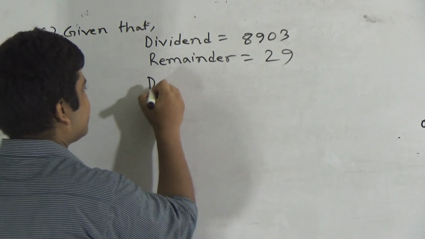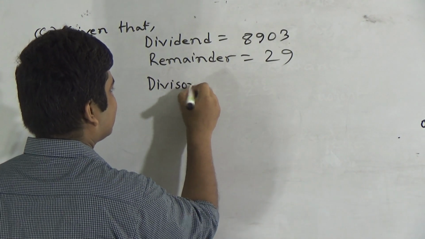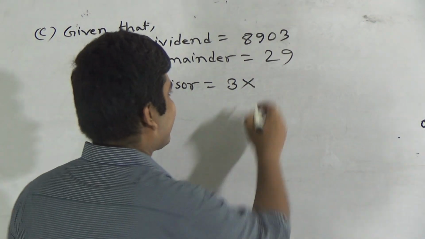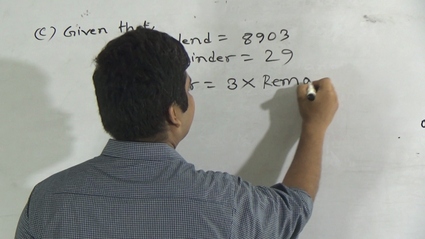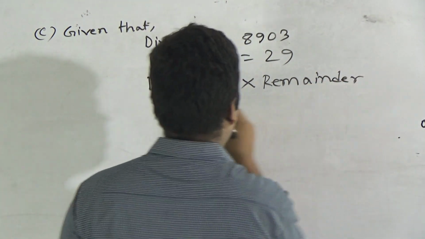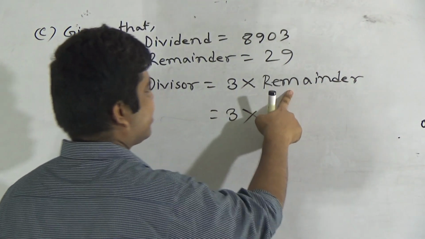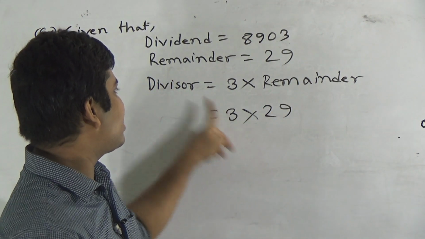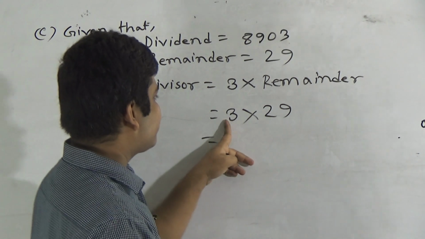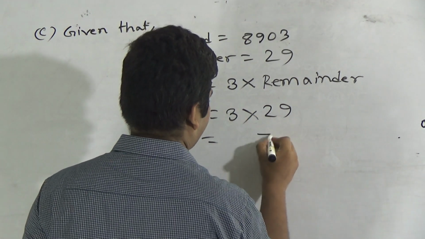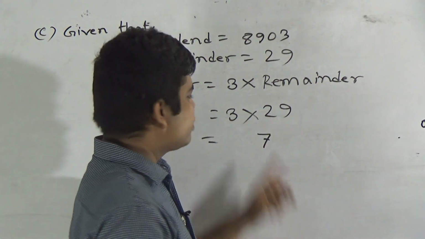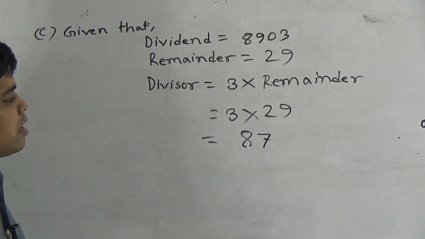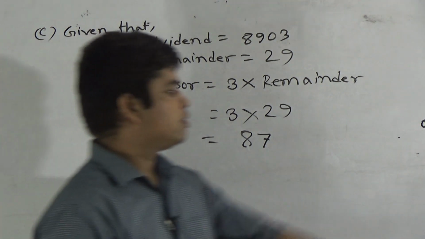So write divisor equal to 3 times, means multiply sign of the remainder. Okay, so 3 multiply, what is the remainder? Remainder is 29. So we multiply 29 by 3 and we get the divisor. Okay, so 3 9s are 27, carrying 2, 3 2s are 6 and 2, 8. So divisor is 87.